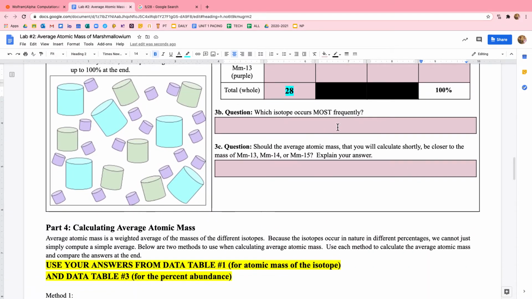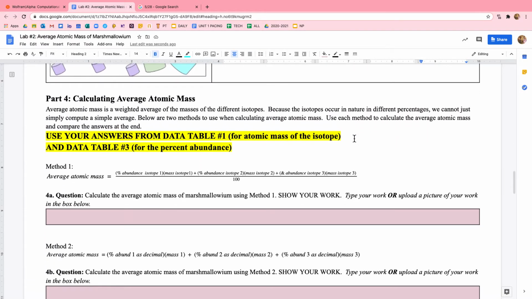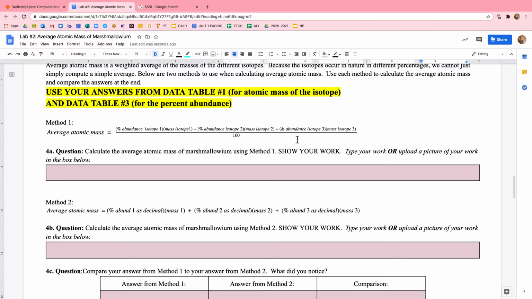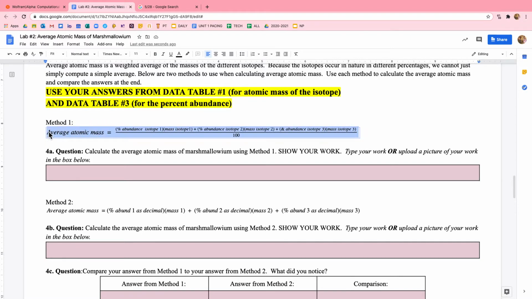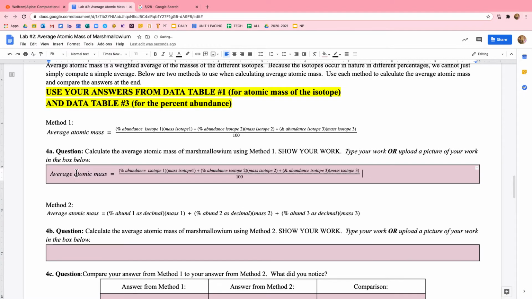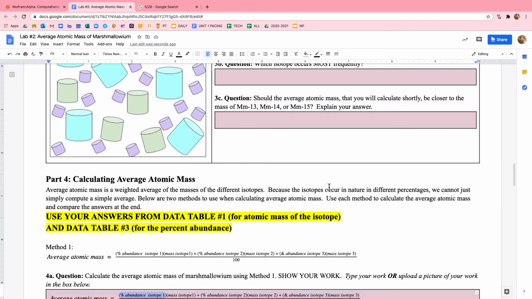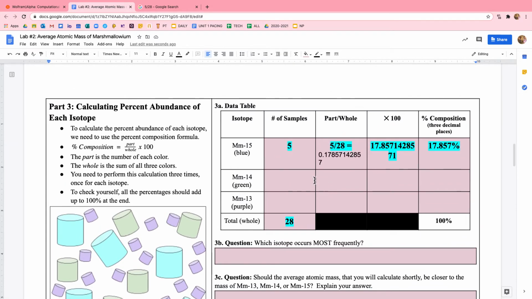Then, again, these are your observations and how you got your answers. So, this part, okay, I said that you could either upload a picture of your work or you could type it in here. So I will show you how to type it in here. Okay, so percent abundance of isotope 1. How am I supposed to know that? I already calculated it, right? So let's go up here. We'll call isotope 1 the blue one, right? Since that's what we've already done. All right, so I have my percent abundance over here.